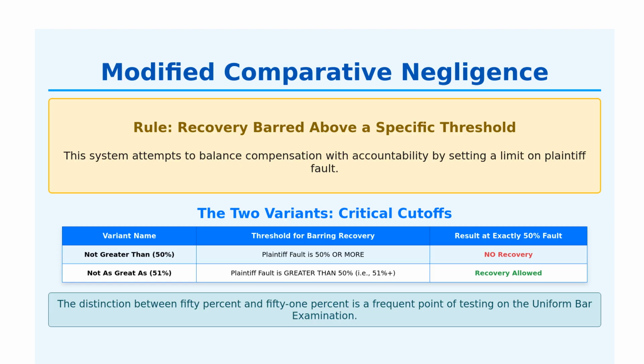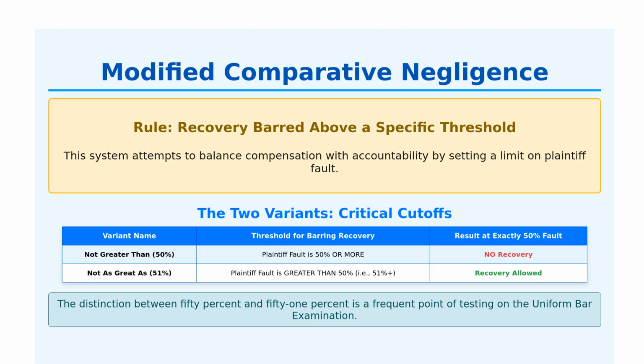First, the "not greater than" rule. Under this variant, the plaintiff cannot recover if their fault is 50% or greater. If the jury finds the plaintiff exactly 50% at fault, they recover nothing. Second, the "not as great as" rule.